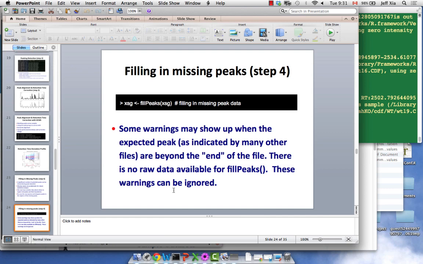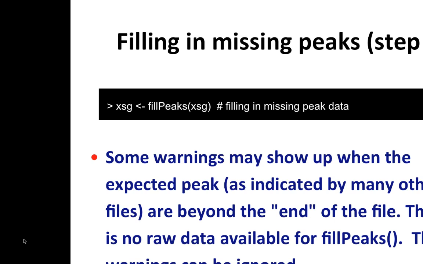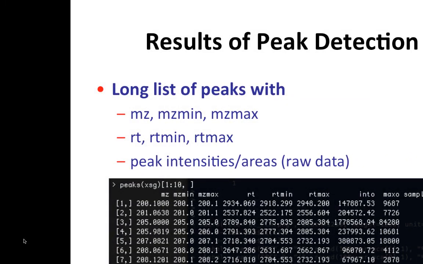So we align the peaks, we group them, and we fill the peaks. We see some warnings, but we can safely ignore them because that's unavoidable in this case. Now we see the result, and people keep asking what the data looks like, what we get. Internally, R organizes different lists of things. We always want to look at it like a table.